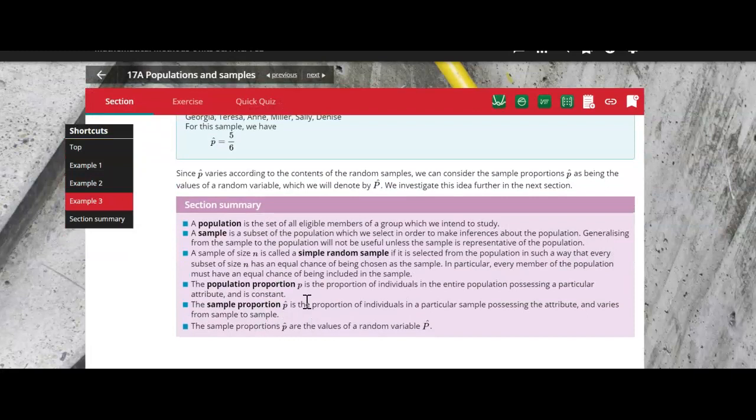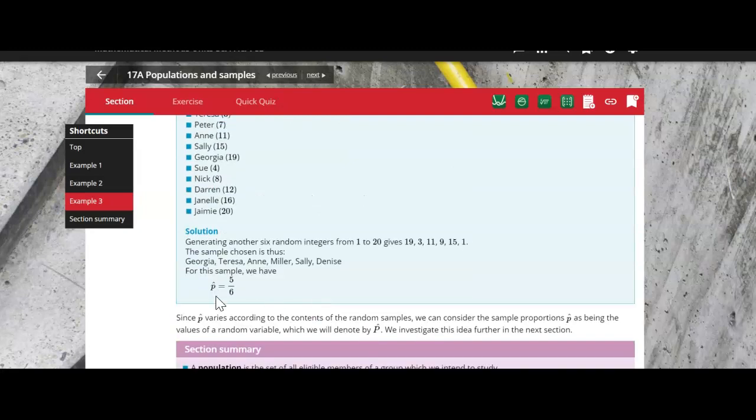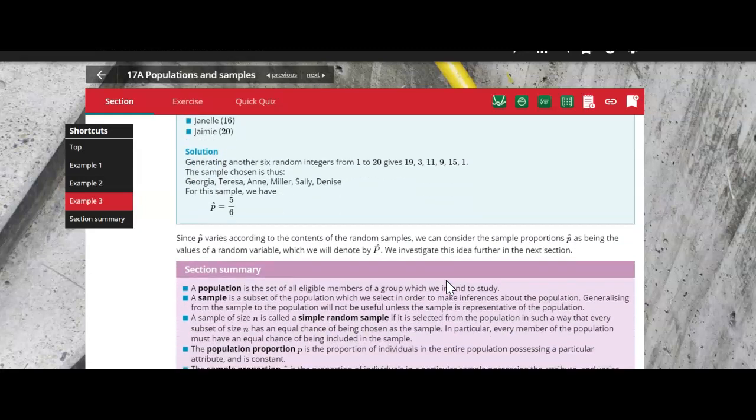Where are we? Oh, your sample proportion, sorry. So your sample proportion is 5/6. Since your sample proportion varies according to the contents of the random samples, we can consider the sample proportions as being the values of a random variable, which we will denote by capital P hat. We investigate this idea further in the next section.